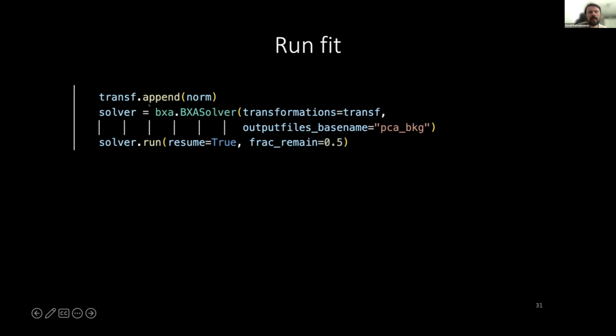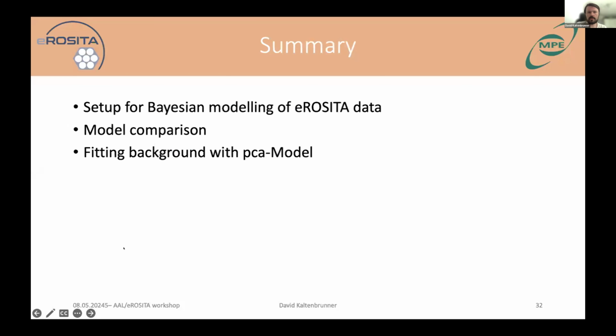And then finally, we can define our solver. So this here is kind of the same that we had before, just the difference is now that in these transformations we have this additional normalization, which will be fit together with the source model. Right, then we fit it again, and that's it.